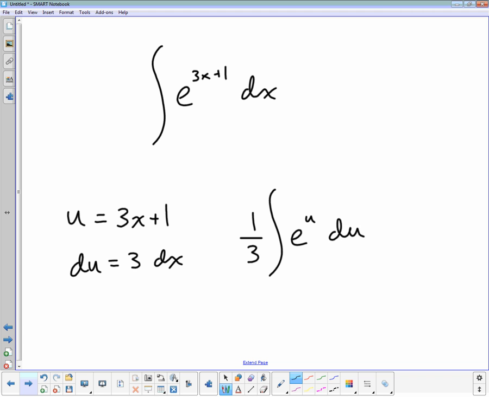And what's the integral of e to the u or e to the x? So there is my 3. So 3 dx gives me du. I pull the 1/3 out and make my substitutions.